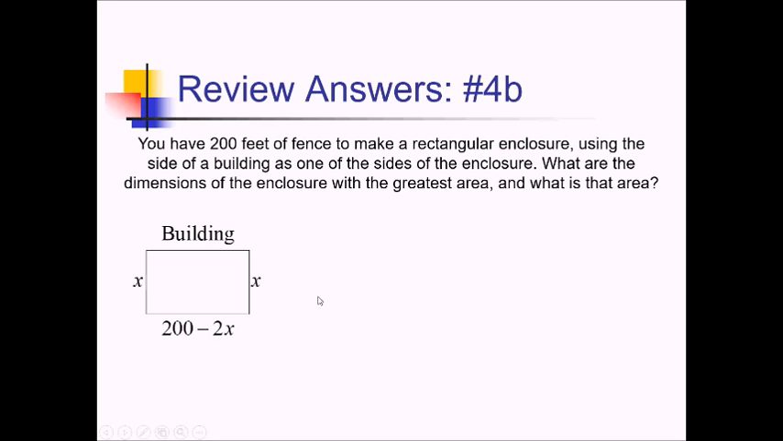So for area of a rectangle, that's length times width. In this case, length is 200 minus 2x, and the width is just this x here. And at this point, I have to maximize this parabola formula.